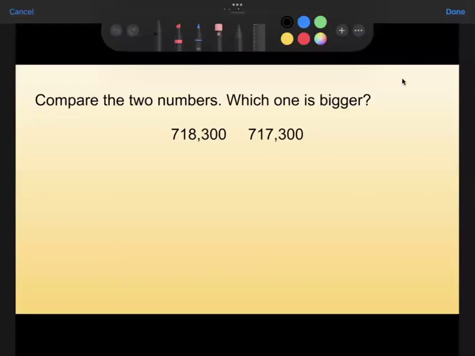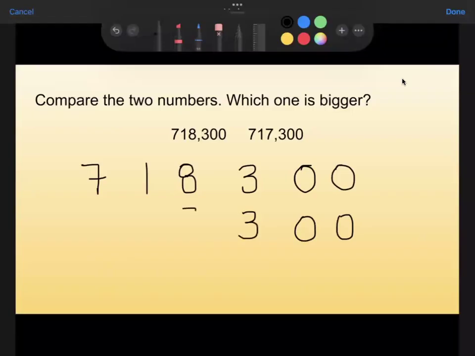Okay, here is our last practice problem for today. We're going to compare these two numbers and decide which one is bigger. So I'm going to start with the first one, which is 718,300. And then the second one is 717,300. So I'll put a 0 here, 0, 3, 7, 1, 7.